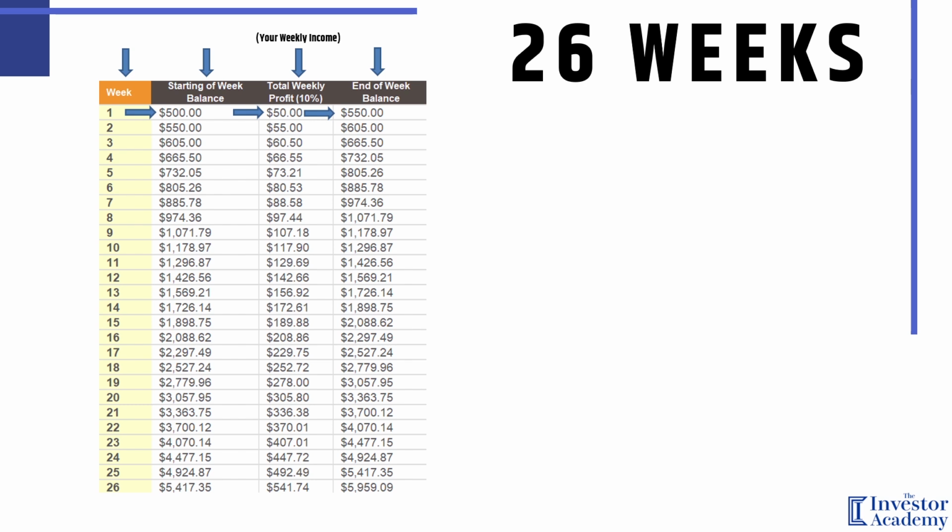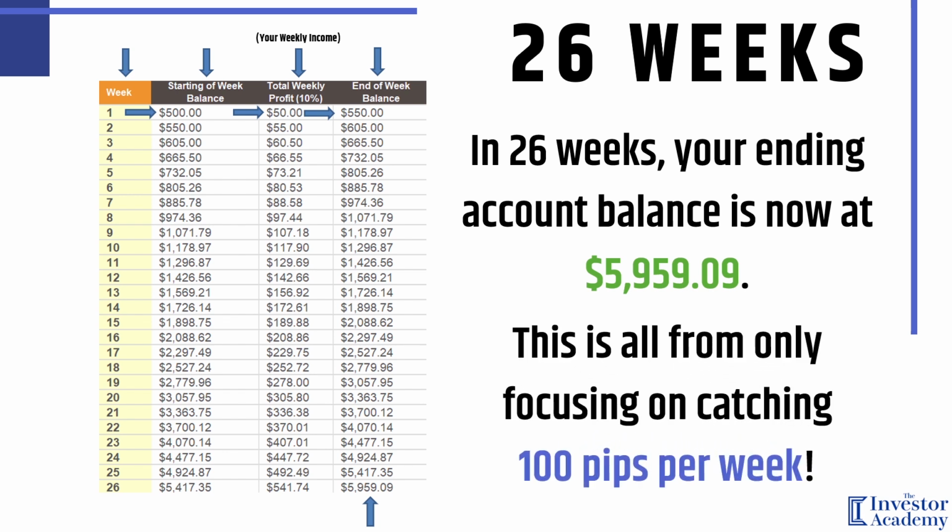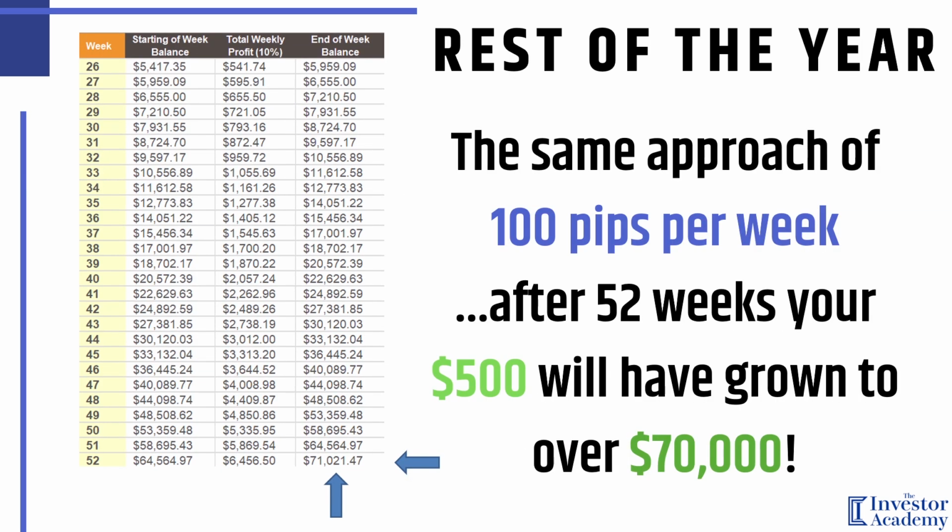So fast forward to 26 weeks, which is half a year, and your ending account balance is now at $5,959.09. And remember, this is all from focusing on only catching 100 pips per week, which gives us our 10% gain that we need every week. So let's take a look at the rest of the year. So if we take this same approach of 100 pips per week, after 52 weeks, your $500 will have grown to over $70,000.